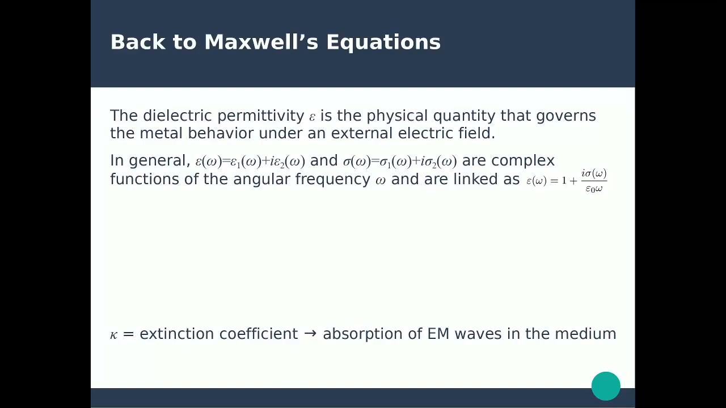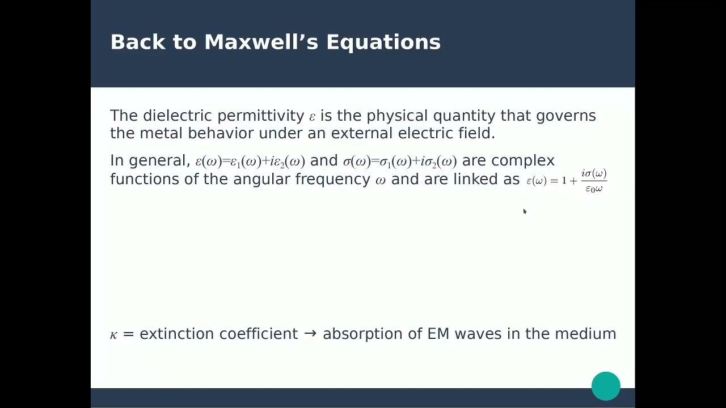The dielectric permittivity epsilon that we're going to be referring to from now on is actually the relative permittivity, and it's a physical quantity that governs the metal behavior under an external electric field. Typically this dielectric permittivity is a complex quantity that has a real part and an imaginary part. We can also define the electric conductivity, the surface conductivity, which is also a complex quantity, and those two physical properties are connected with this expression.